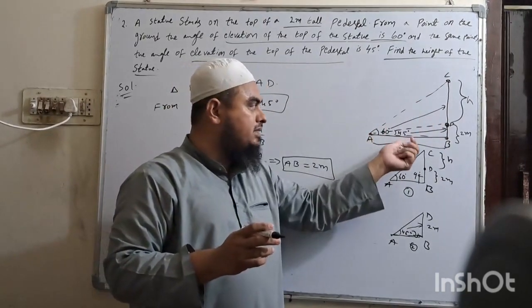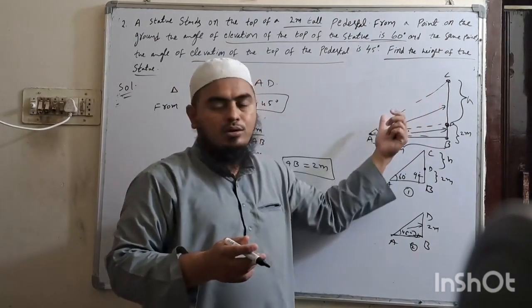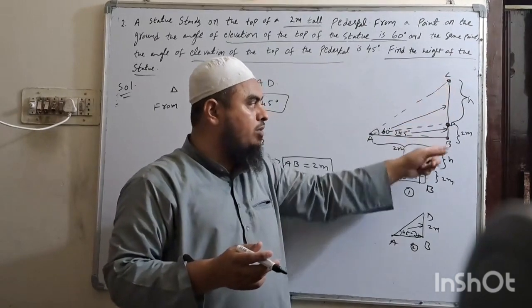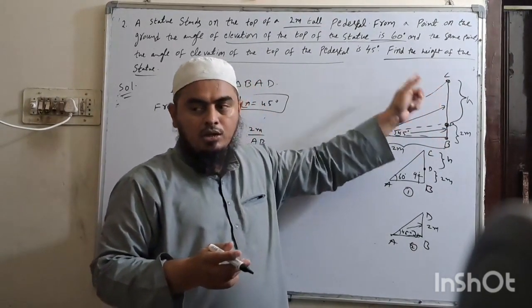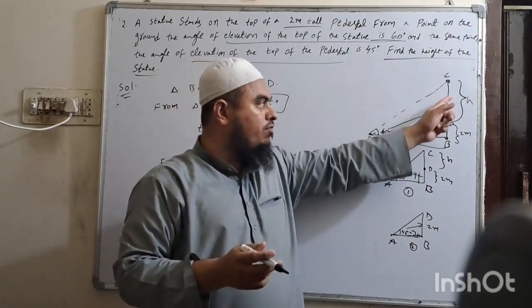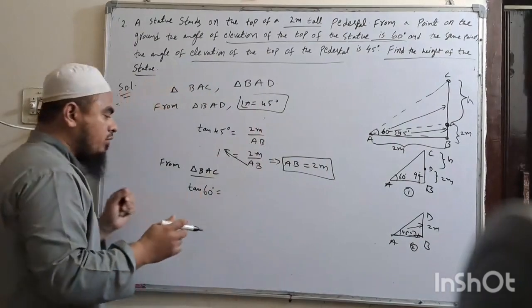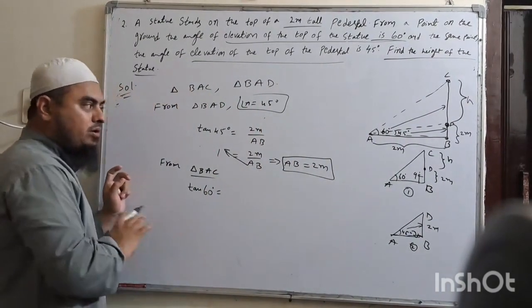Cos, if you take adjacent by hypotenuse, that also we don't know. And here we don't require to calculate AC distance. What is required is to calculate CD. DC they are asking to calculate. So we have to take the ratio of opposite side length by adjacent side length. That you have to remember. That's why we are taking it as tan 60, not sine, not cos.